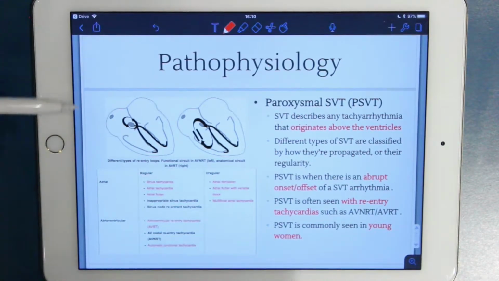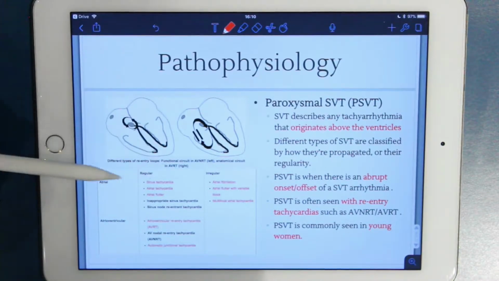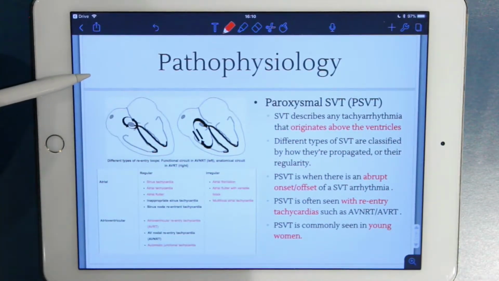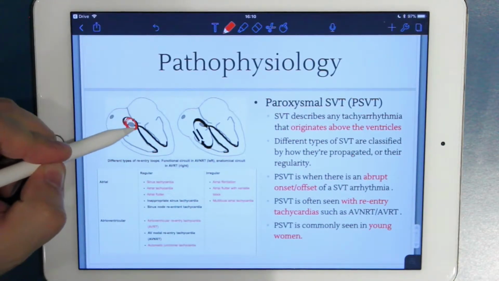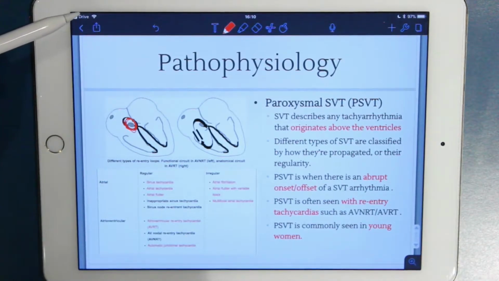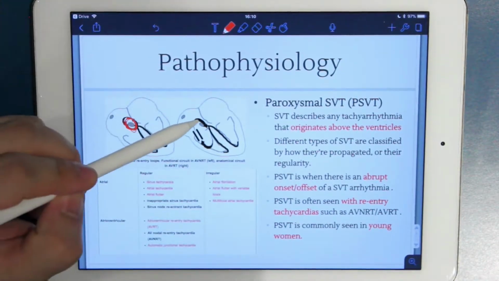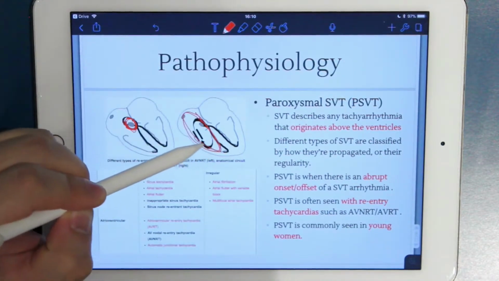If you just look to the left of the slide, the first diagram depicts what we call AVNRT. So that's AV nodal reentry tachycardia, using the node to continually propagate a signal in a tight little circle, while AVRT, or atrioventricular reentry tachycardia, uses the entire space of the right side of the heart to create another rhythm.